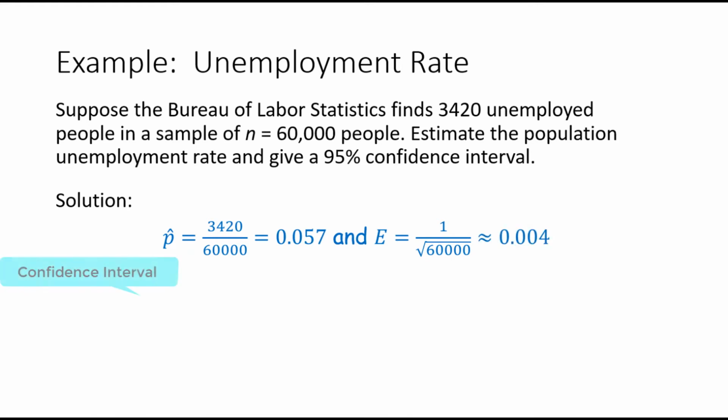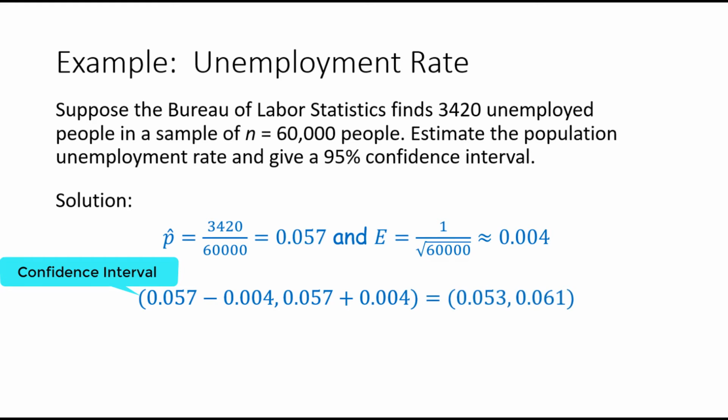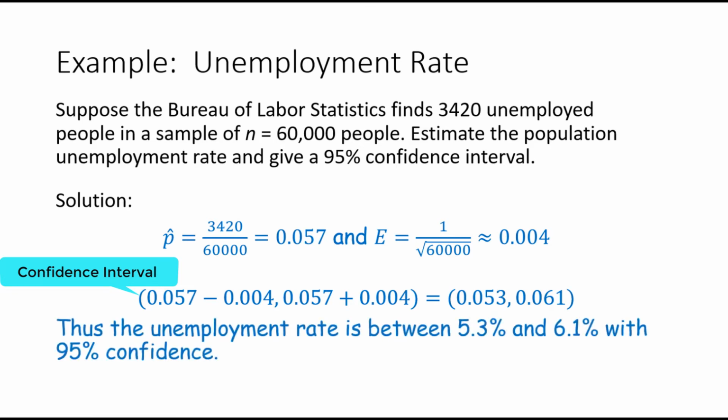So, the confidence interval would be 0.057 minus 0.004, comma, 0.057 plus 0.004, and that computes to 0.053, comma, 0.061. What does that mean? It means that the unemployment rate is somewhere between 5.3% and 6.1% with a 95% confidence level.